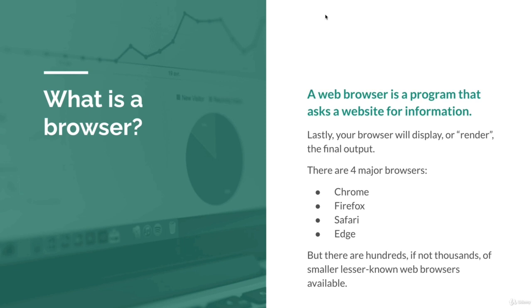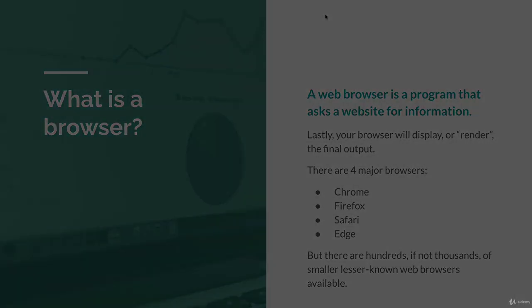Now, there are 4 major browsers. There's actually thousands and thousands of browsers out there, but there's 4 major ones: Google Chrome, Mozilla Firefox, Apple Safari, and Microsoft Edge. But again, there's hundreds, if not thousands, of smaller, lesser known web browsers available. Your phone might even come with a different one that's not one of these 4.